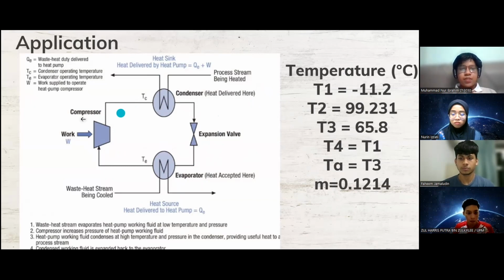Okay, for the application we have four temperatures. T1 is equal to negative 11.2, T2 is 99.231, T3 equal to 65.8, and T4 is equal to T1, which is negative 11.2. And the mass flow rate for this heat pump is 0.1214.